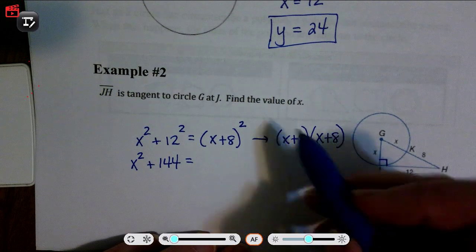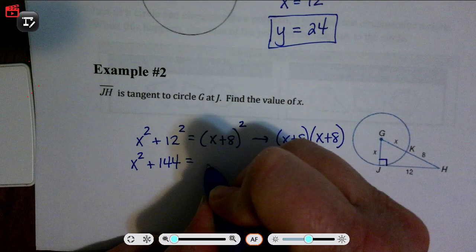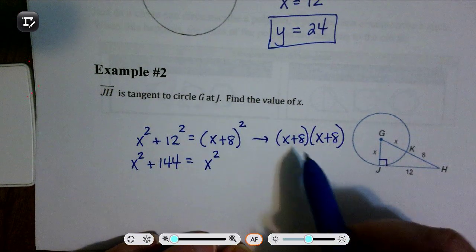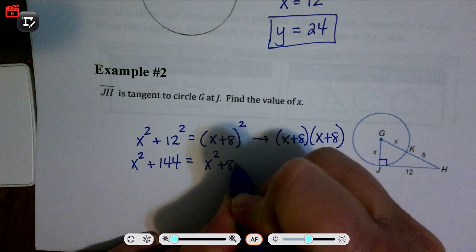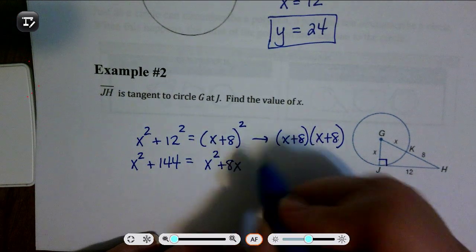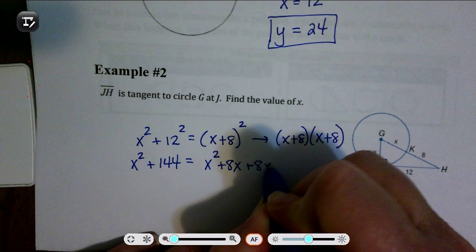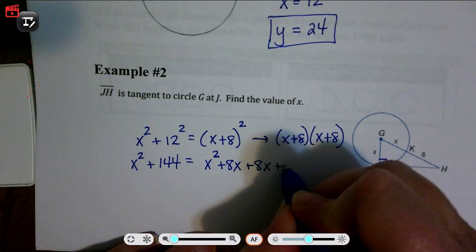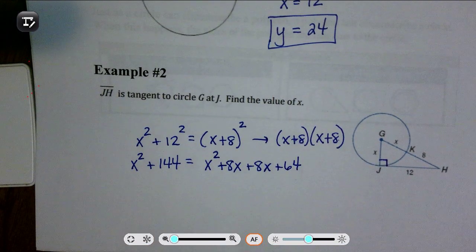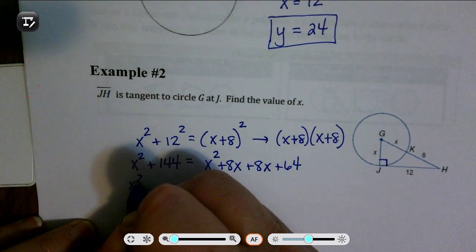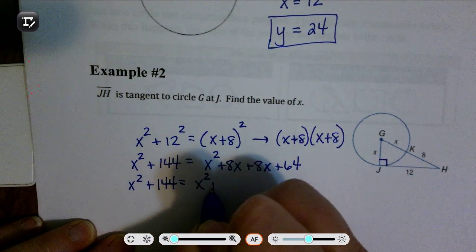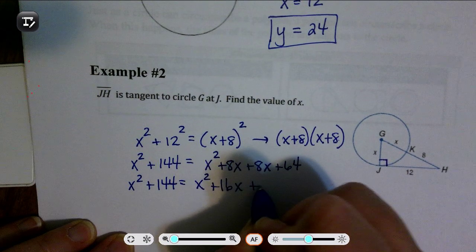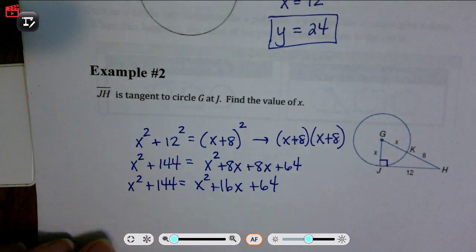Think about foiling. X times x gives me x squared. X times 8 gives me 8x. 8 times x gives me 8x. And 8 times 8 gives me 64. I'm going to simplify what's going on in here, and this is equal to x squared plus 16x plus 64.